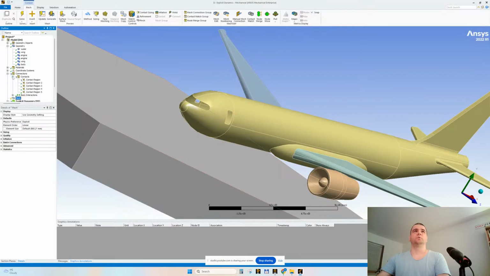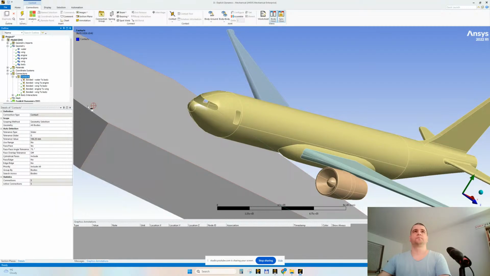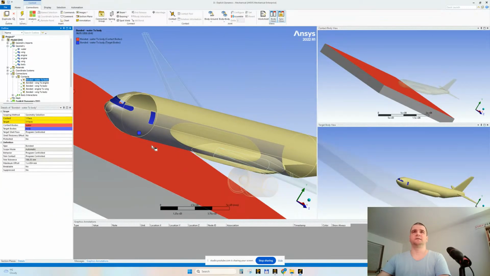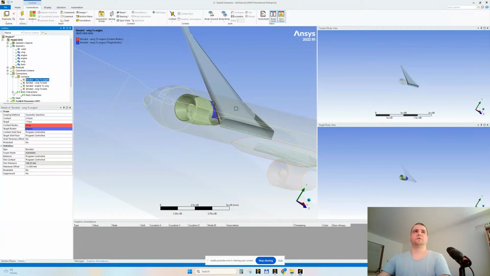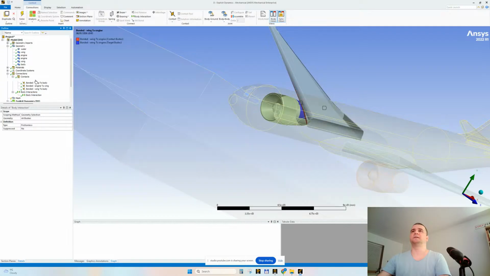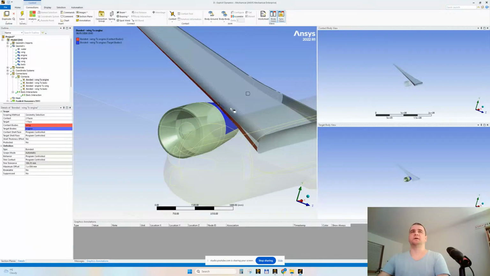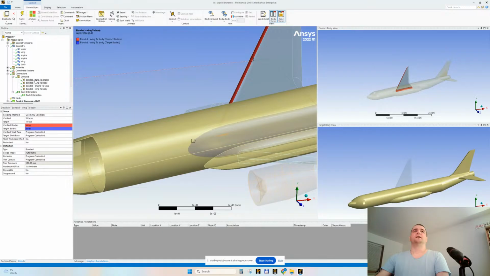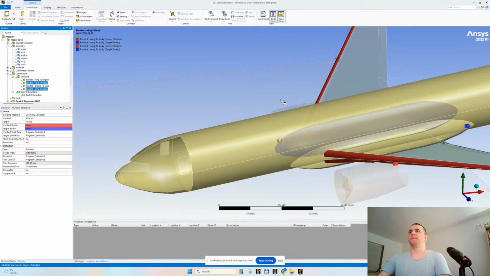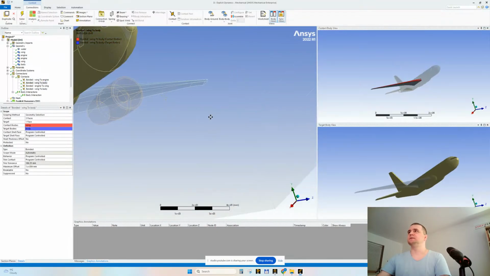Let's see what contacts do we have. Right click, rename based on definition. Water to body. I don't need this contact. Yes, delete, because I have the default body interaction with frictionless. But I definitely need the contacts between engine and wing and body. Let's deal with wing and body because they will be left like this, okay? This is the contact.